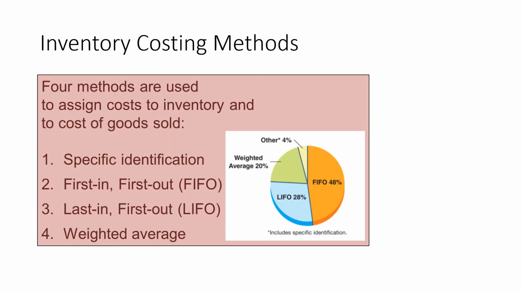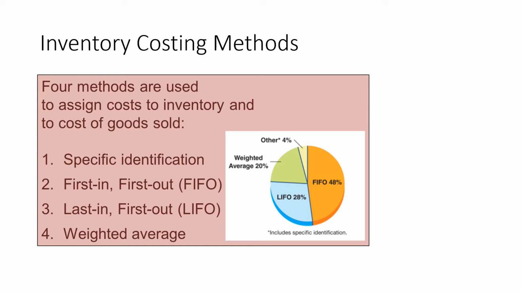The four main inventory costing methods are shown here. Specific identification, first in, first out, which is called FIFO, last in, first out, which is called LIFO, and weighted average. You can see in the pie chart basically which of these are used most often. Specific identification means that a cost is attached to one item, one specific product, and usually that's something that has either a serial number or a VIN. So usually these are larger ticket items that you can actually track.